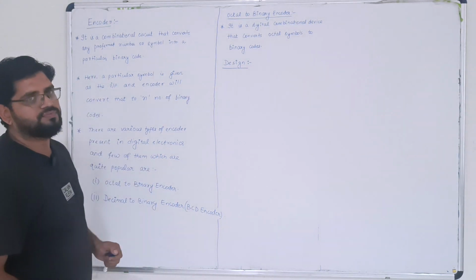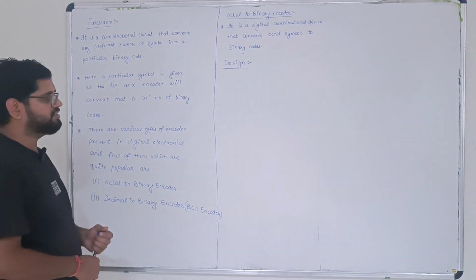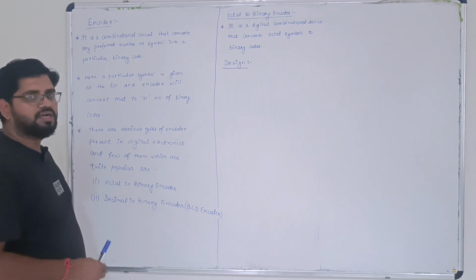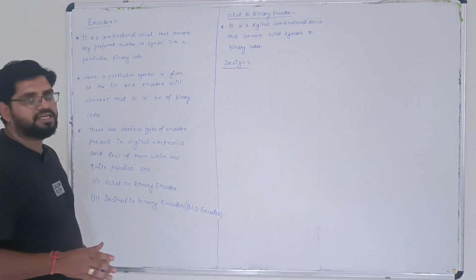We are here to study digital electronics, and today's topic of discussion is encoder. We have completed various topics of combinational circuit. The last two topics are encoder, and after this we'll go for decoder. So what exactly is an encoder?